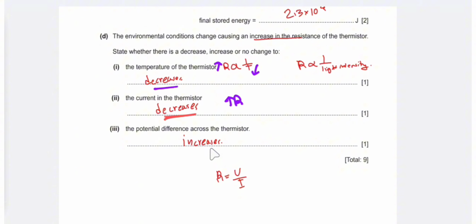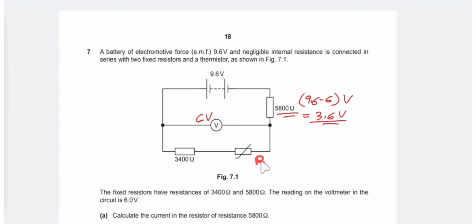Now what happens to the potential difference across the thermistor? The resistance of the thermistor has increased.